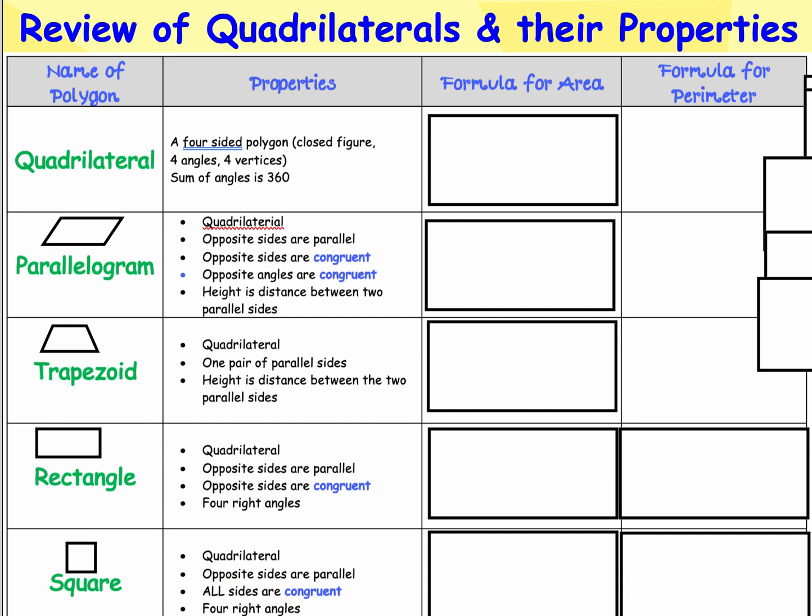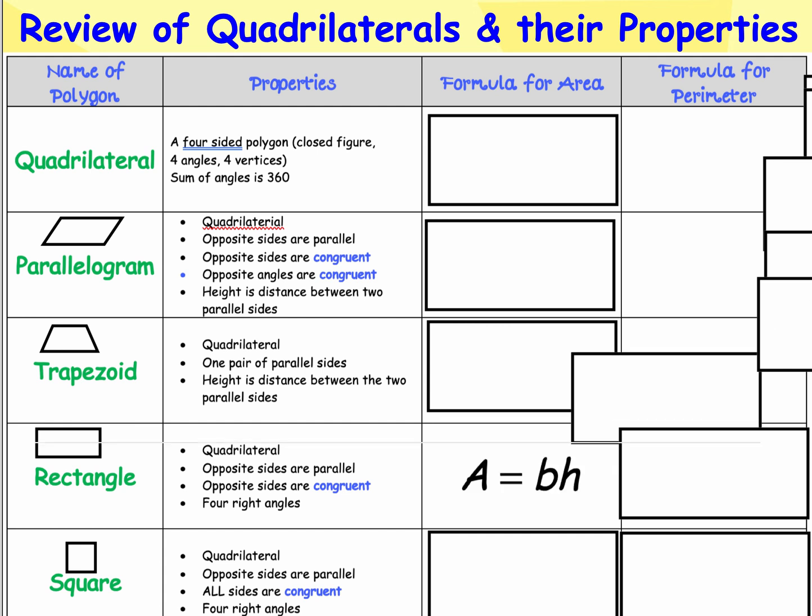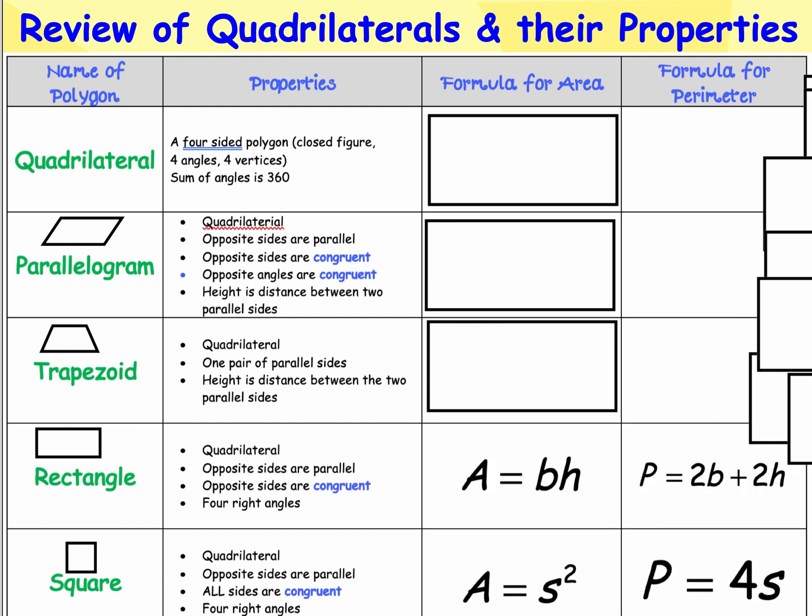So we're going to go ahead and look at the formulas. For a rectangle, the area is B times H. B represents the length of the base. H represents the height of the rectangle. And in a square, the area is the length of a side squared. And we'll talk about where it comes from in a minute.